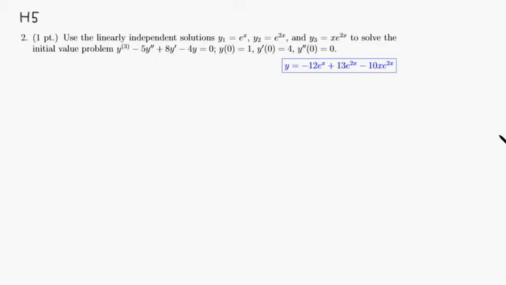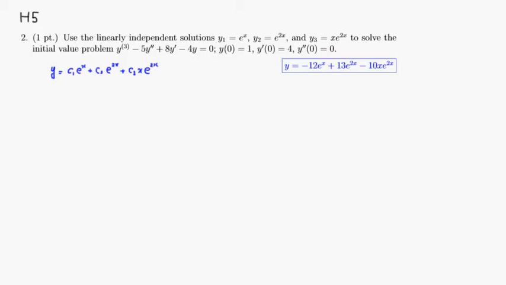Alright, let's look at homework 5, problem number 2. So we have these linearly independent solutions of this differential equation to construct a particular solution satisfying these initial conditions. Alright, let's do that. Any solution y can be written as the linear combination of these solutions. So C1 e to the x plus C2 e to the 2x plus C3 x e to the 2x.